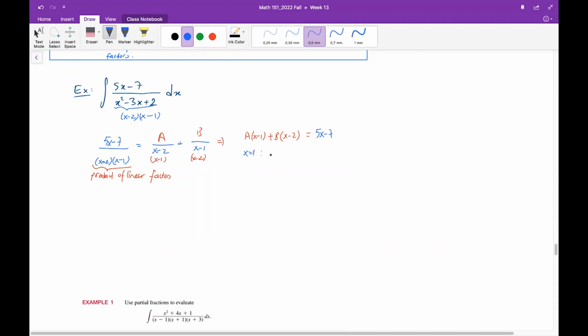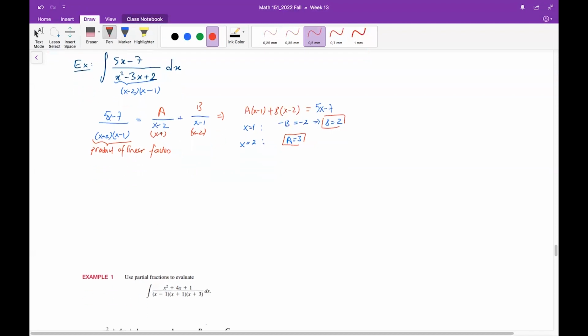If you insert x equals 1, then this part is gone because it is multiplied by 0. And for this part, if you insert x equals 1, you obtain minus b. Inserting x equals 1 on the other side, you get minus 2. That's why you solve b as 2. And then you insert the other root, which is 2. Then this part is 0. Insert 2 here, you get a. Inserting 2 on the right-hand side, you get 3. So we easily find the coefficients a and b like this, and then we are ready to integrate the given integral.